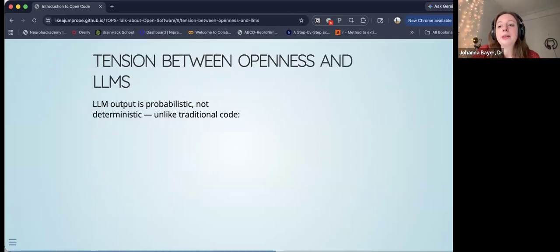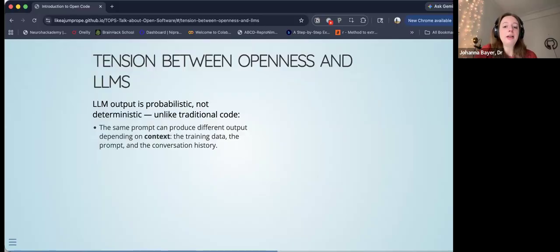So another thing that I've been thinking about is the tension between LLMs and openness. We have this problem that LLM output is probabilistic and not deterministic. So if you write the same prompt, it doesn't necessarily give you the same answer twice.